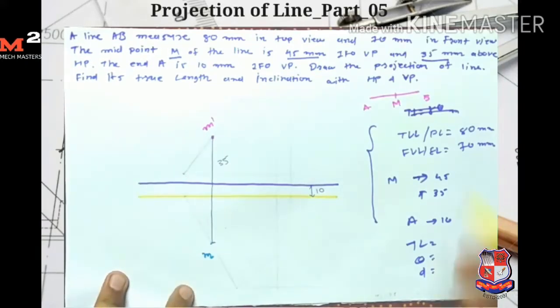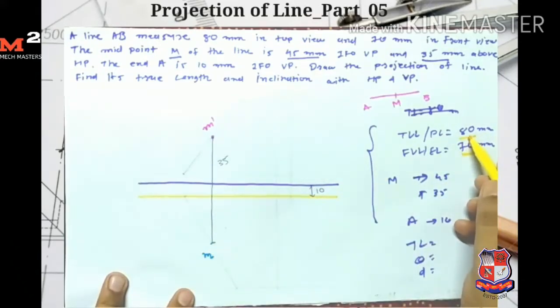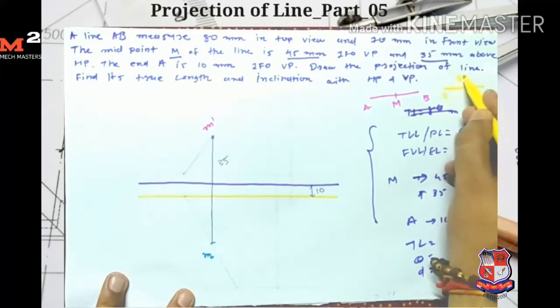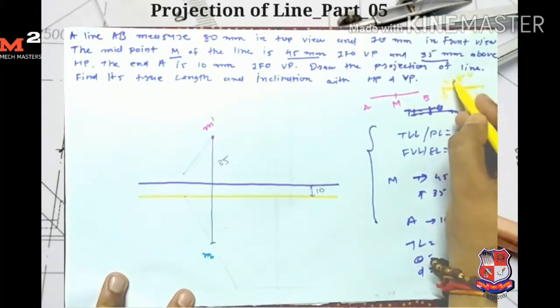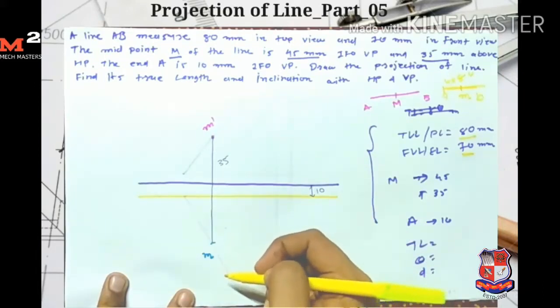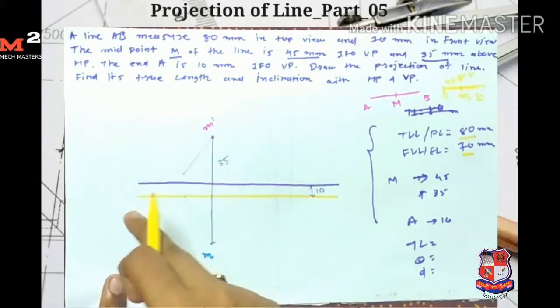Now here the front view length is 70 mm and the top view length is 80 mm. If the top view length is 80 mm, then the final top view length of line AB is equal to 80 mm. M is the midpoint of the line, so the distance between point A and M is 40 mm. For finding the point A I have two conditions: its distance from point M is 40 mm and I get the point A on this line.